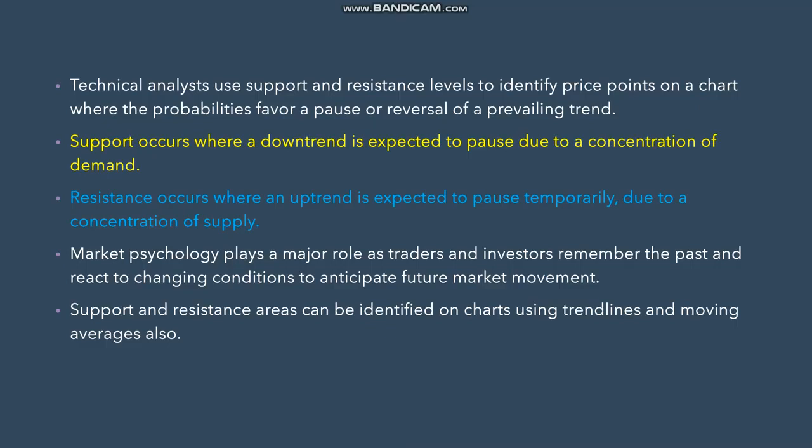Okay, so let's try to understand what is support and resistance. Technical analysts use support and resistance levels to identify price points on a chart where the probabilities favor a pause or reversal for a prevailing trend. Support occurs where a downtrend is expected to pause due to a concentration of demand. Resistance occurs where an uptrend is expected to pause temporarily due to a concentration of supply. So this is all about demand and supply zones in the market.